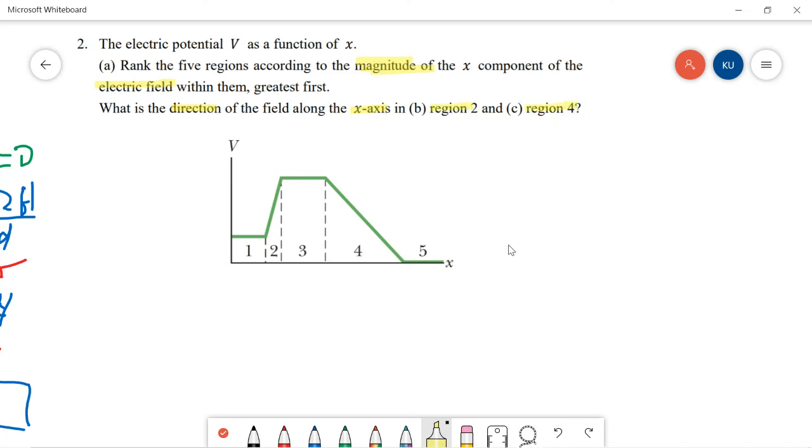Why doesn't it ask you about regions 1, 3, and 5? It's because it's 0, so it doesn't really have a direction. So in this question, actually you need to know that Ex should be minus dV over dx.